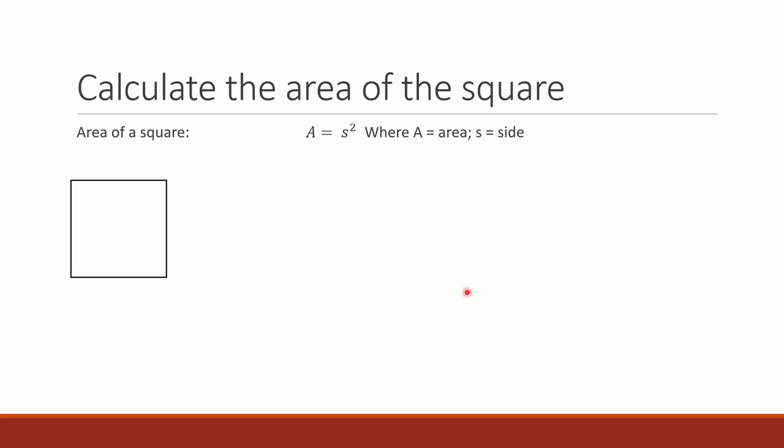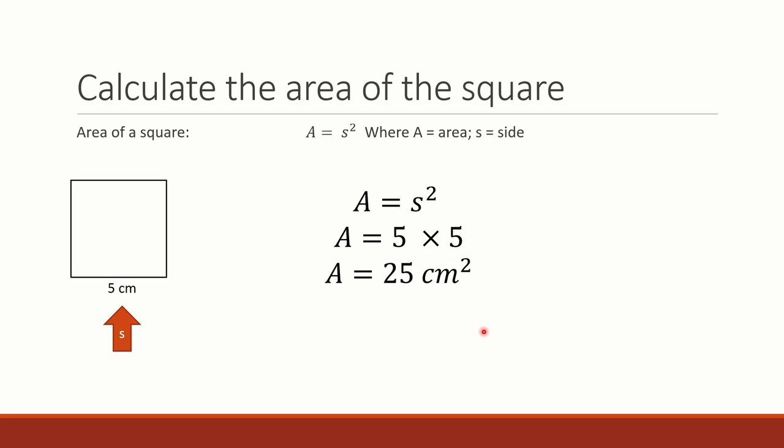Let's move on to a square. We said the formula for a square is A equals S squared, where A is the area and S is the side. In this square, our side is 5 centimeters. Remember, a square's got equal sides. We start by writing our formula, A equals S squared, and then we just swap out the letter for numbers. So it's 5 times 5. Remember, that's a little 2 at the top. The square means that it's the number times itself. That's why we've got 5 times 5. When we multiply those two, it's 25 square centimeters.